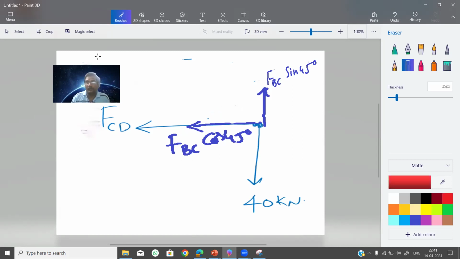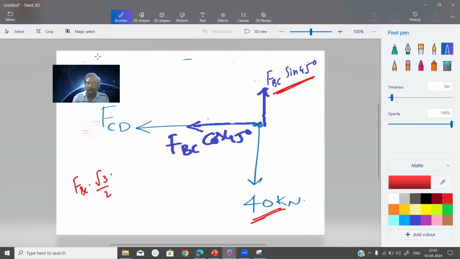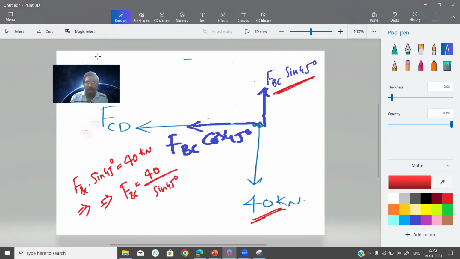So sigma Fy equals 0, what is the force on the upside? It is FBC sin 45, downside 40 kilonewton. So FBC sin 45 will be... no, sorry. Okay. So I will erase this, or otherwise, I will write the equation directly. FBC sin 45 degrees is equal to 40 kilonewton. So from this, FBC is equal to 40 by sin 45 degrees.